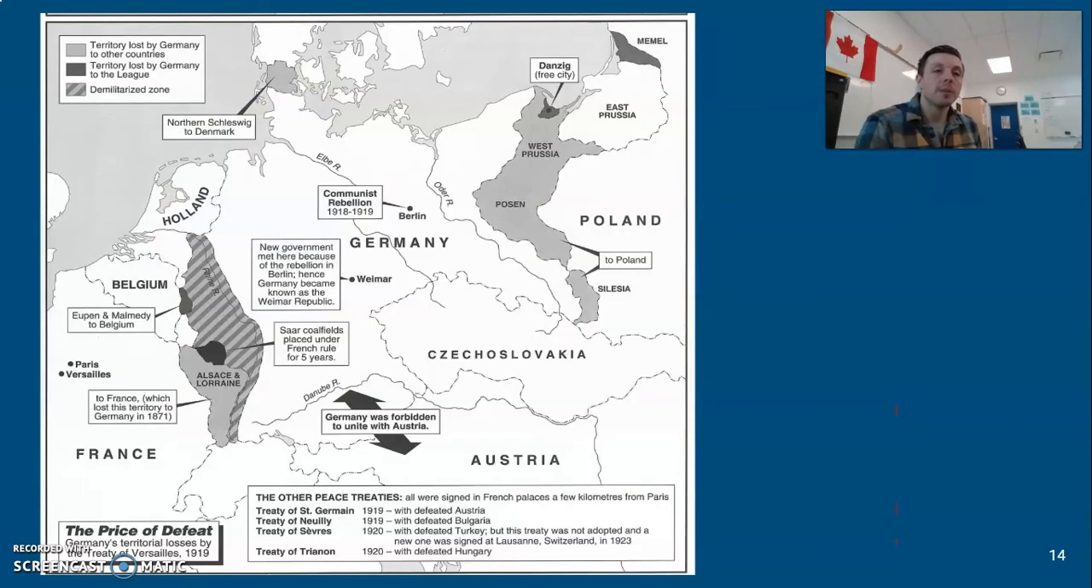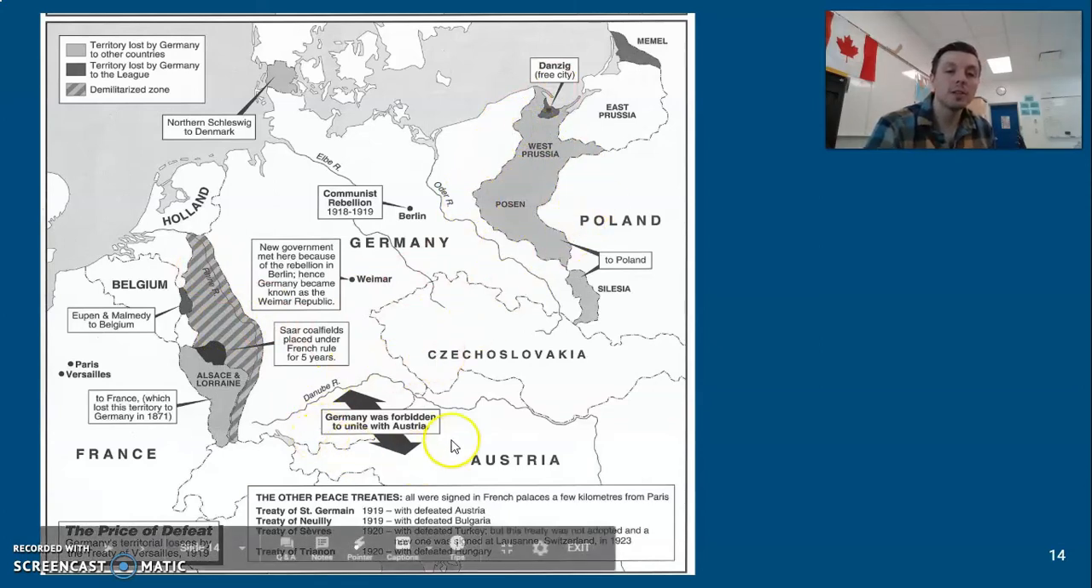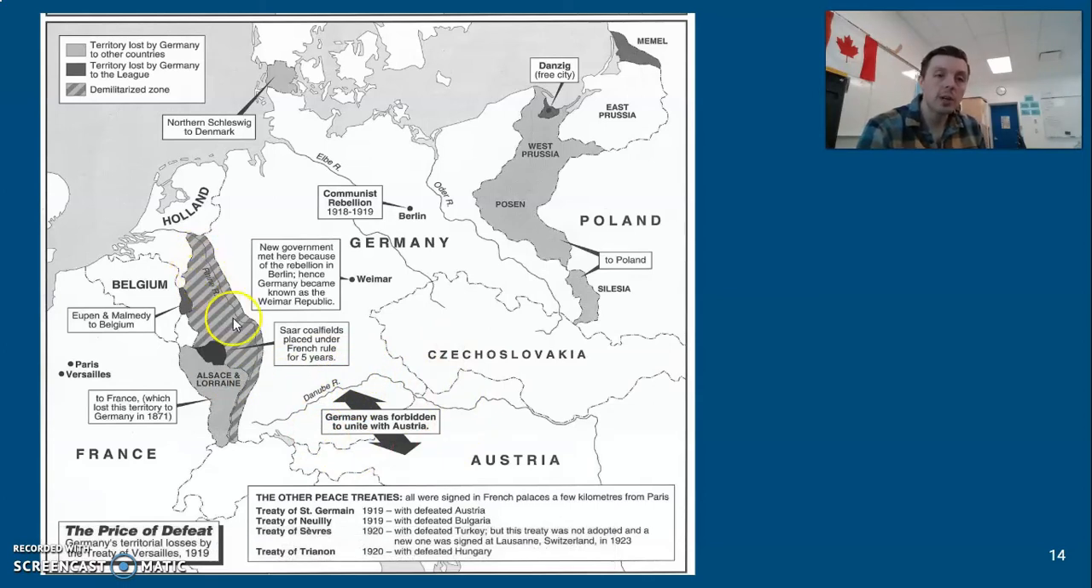In this map here, it is small, but if you take a look, you can see that Germany lost some of these territories, the territories in gray. They lost the territories over here near Poland. They were forbidden to unite with Austria, and they had to give up all the factories that were in these areas that they used to use for resources. When we get to World War II and Adolf Hitler, these will become very important because Germany decides they want to take those lands back from when it was taken away.